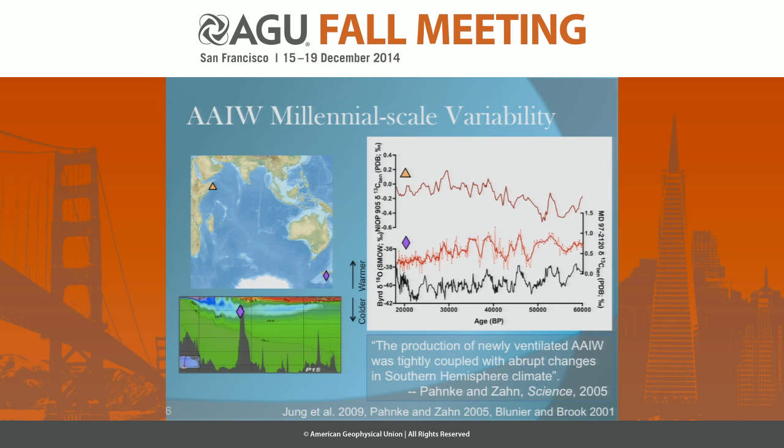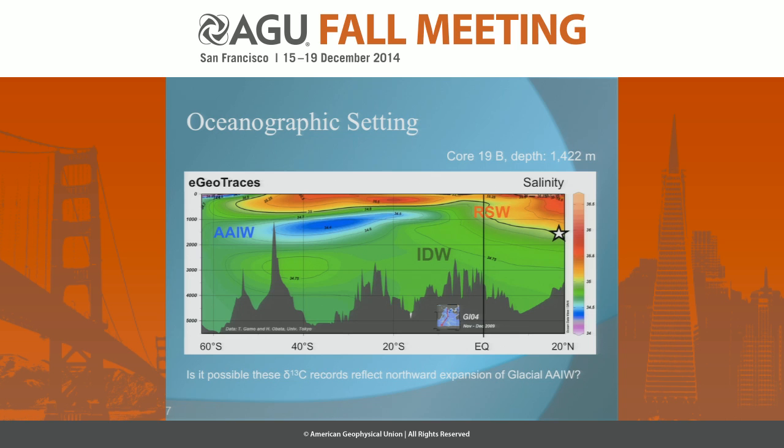Let's take a look at what that would mean for this part of the world. Here's a salinity transect through the Indian Ocean and through the Arabian Sea. You can see that the low salinity tongue of Antarctic Intermediate Water does not really reach past the equator in the modern ocean. So those who invoke Antarctic Intermediate Water as an explanation for the benthic records in the Arabian Sea are suggesting a very different ocean than the one seen today. I also have labeled on here my core site, 19B at 1,400 meters depth.